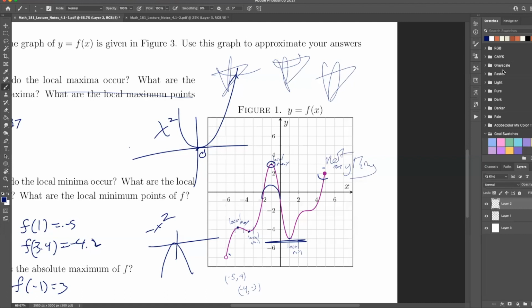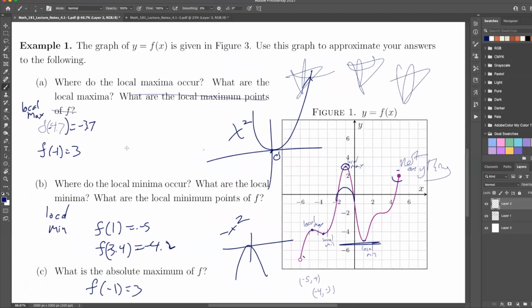Wouldn't there be more than one local max? Yeah, there's more than one local max. There's this one and this one. These are two. Okay.